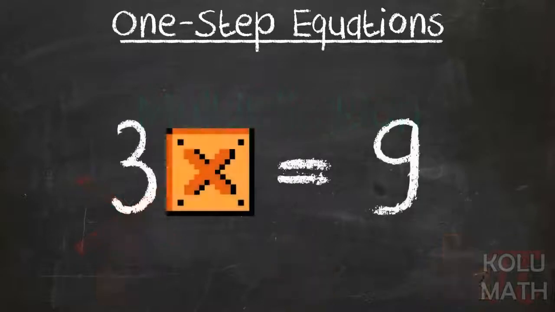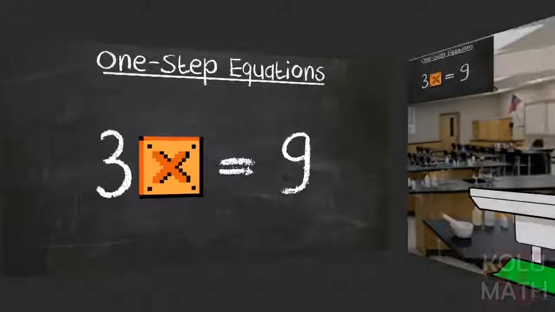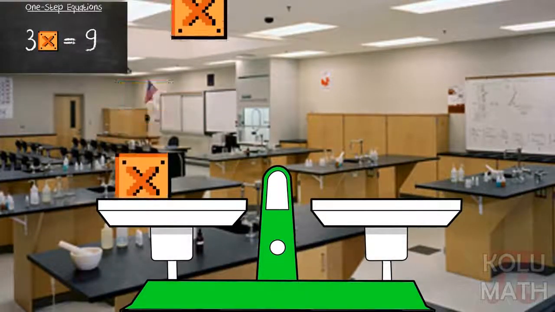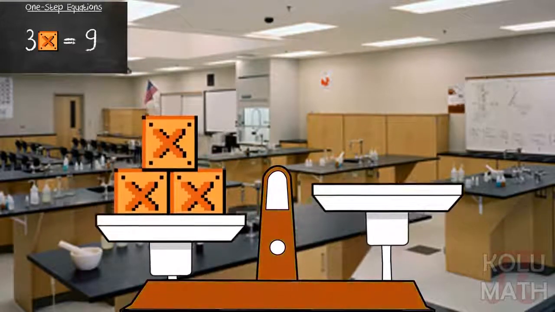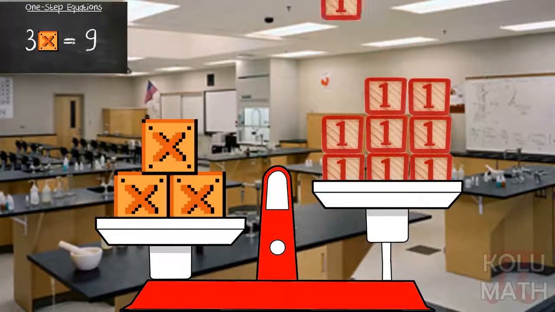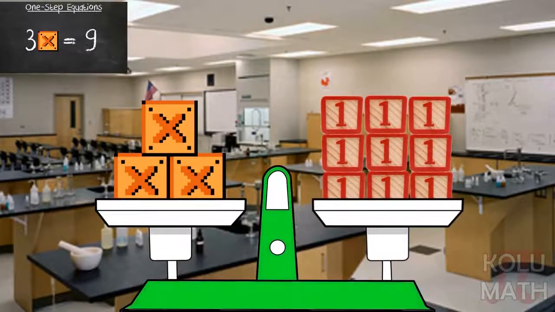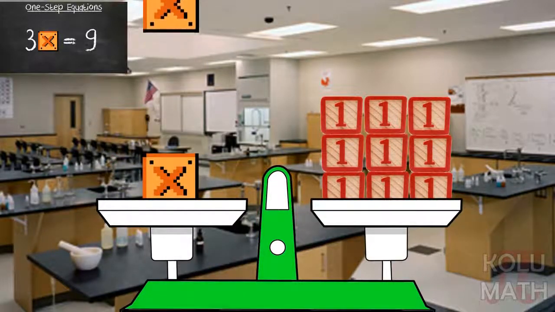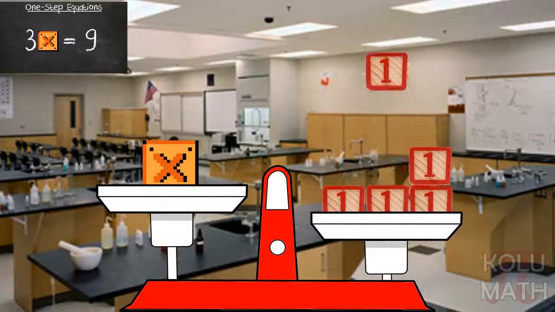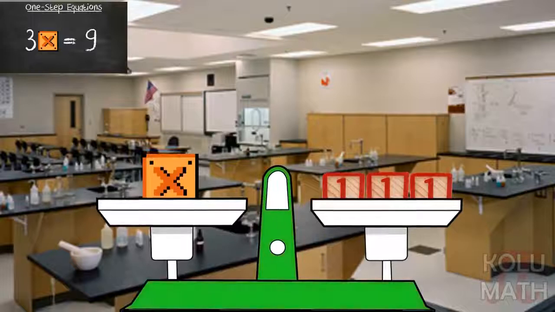So 3x equals 9. Let's go on over to the scale and try modeling that. So on the left side, we have 3 x's. And on the right side, we have 9, or 9 1's. And that balances out as an equation. So I guess what I would do if this was real would be take 2 of the x's away and then start removing 1's from the other side until it balanced out. But the problem is you can't do that on a math test.